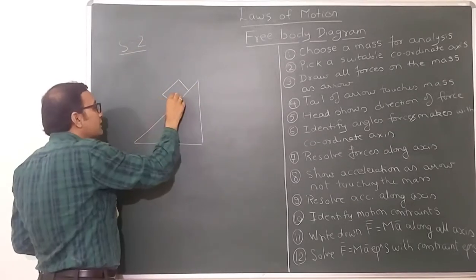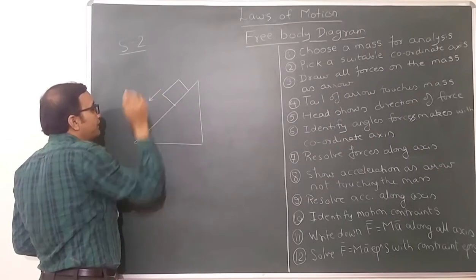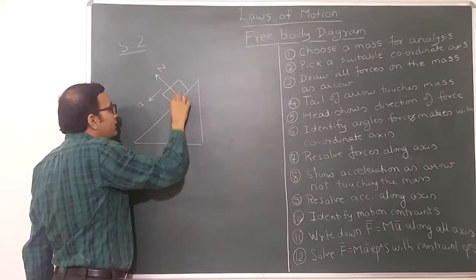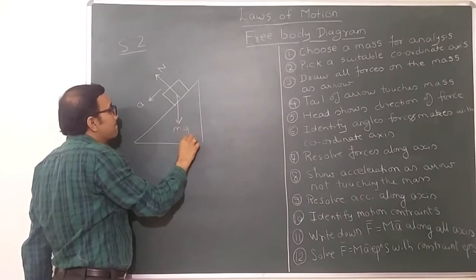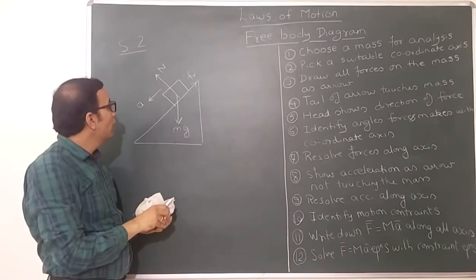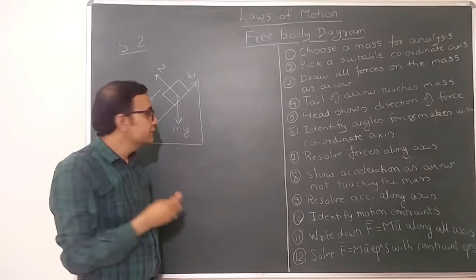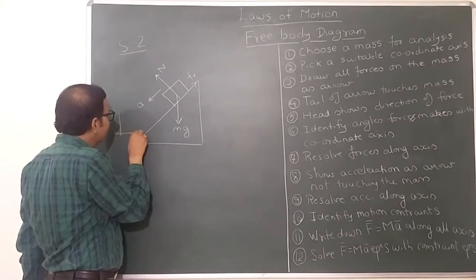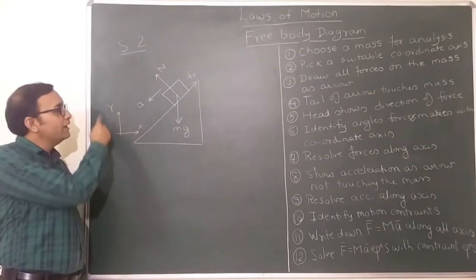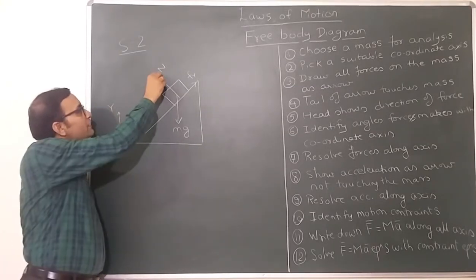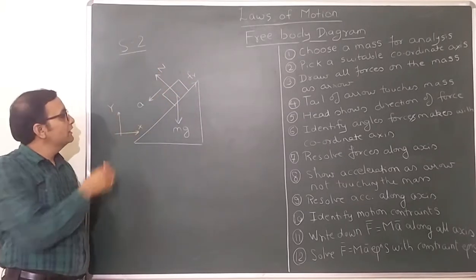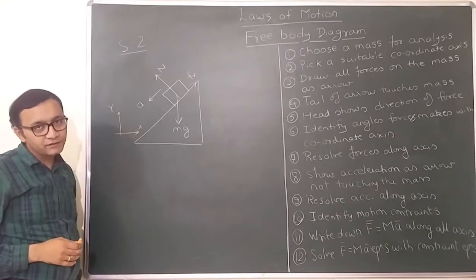For example, this is a mass which is sliding down with acceleration A. It will experience normal reaction, mg, and suppose it will experience friction also. Now, the usual tendency of ours is that we will generally take x and y axis horizontally. If you take x and y axis horizontally, then these forces, normal reaction, friction, acceleration, these vectors are not along any axis.